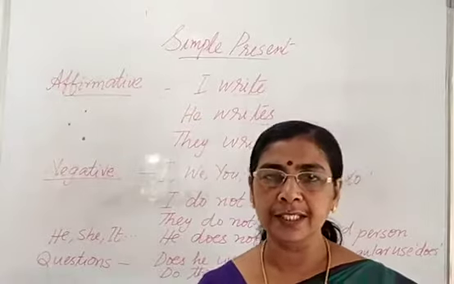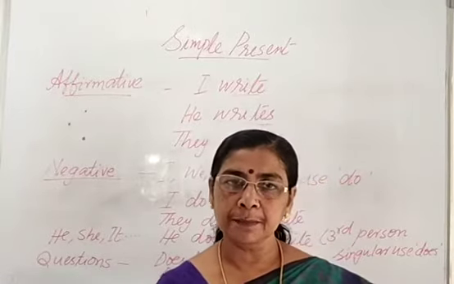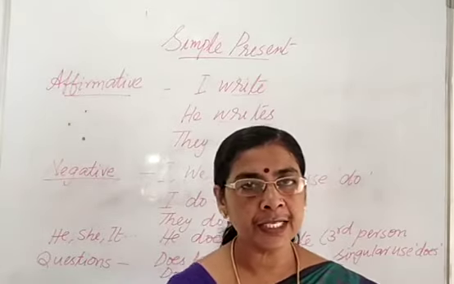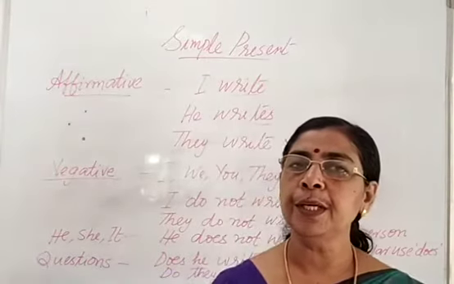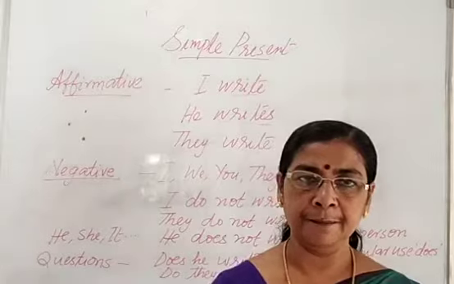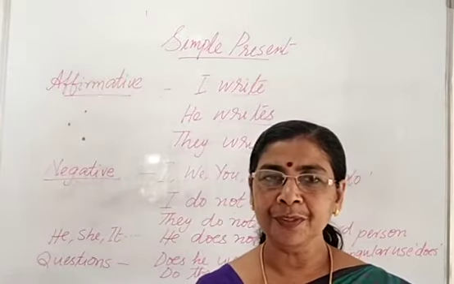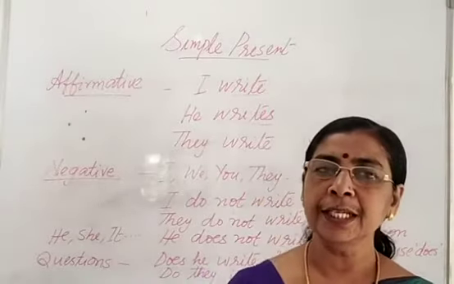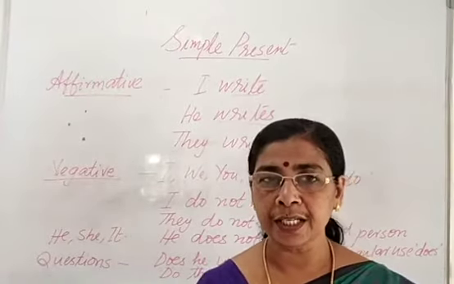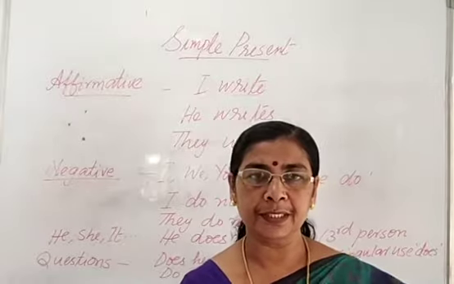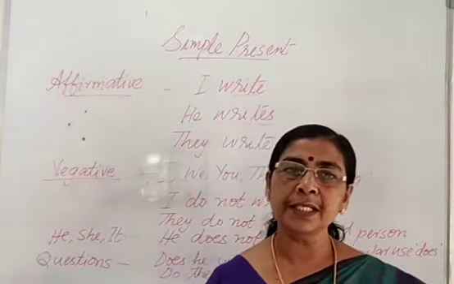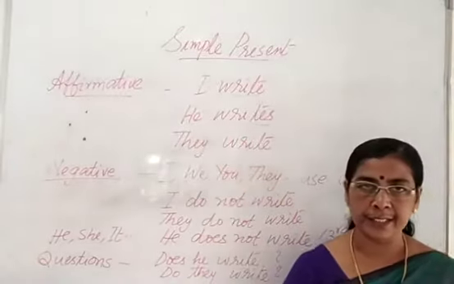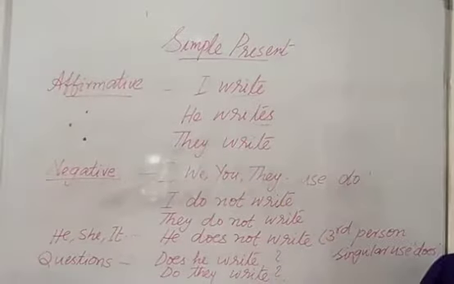So we have already learned that if the subject is third person singular, we have to add S or ES to the verb to make it simple present tense. Okay children, you remember that? To make it simple present tense, we have to add S or ES to the verb in the present tense if the subject is third person singular. So for he, we naturally added S. So he writes, I write, they write.